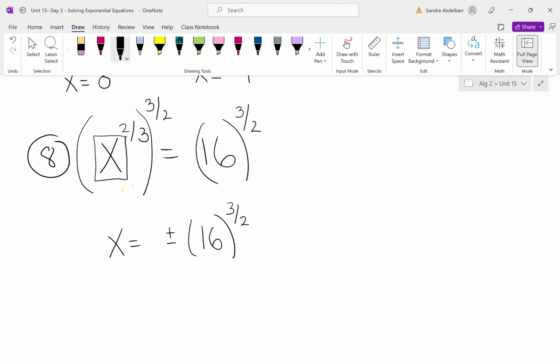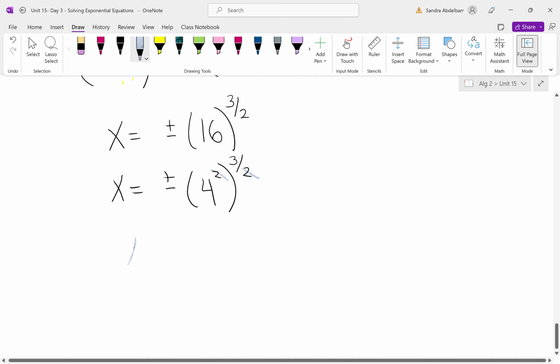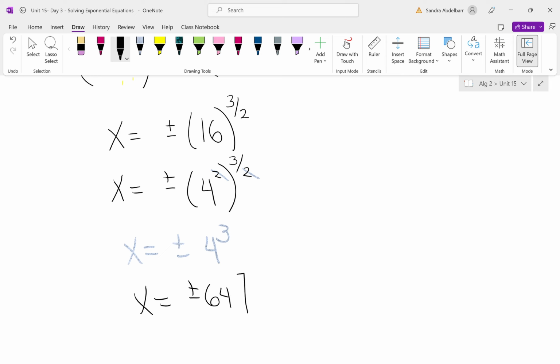Now I'm going to think very strategically here. I want to change this 16 into some base raised to the second power. Why do I want to do that? To cancel out the fraction. You got it. So we got plus or minus 4 raised to the second power raised to the 3/2 power. That cancels out these 2's. So now I'm left with x is equal to plus or minus 4 to the 3rd power, which is plus or minus 64.